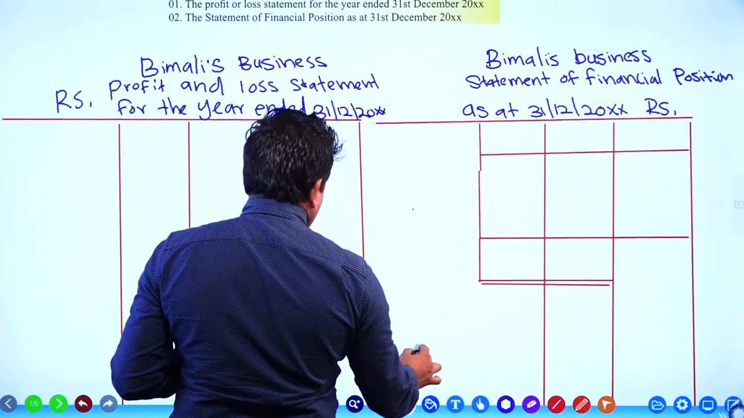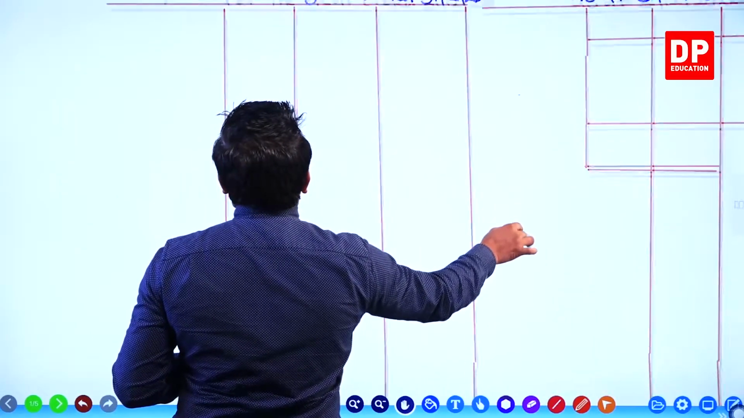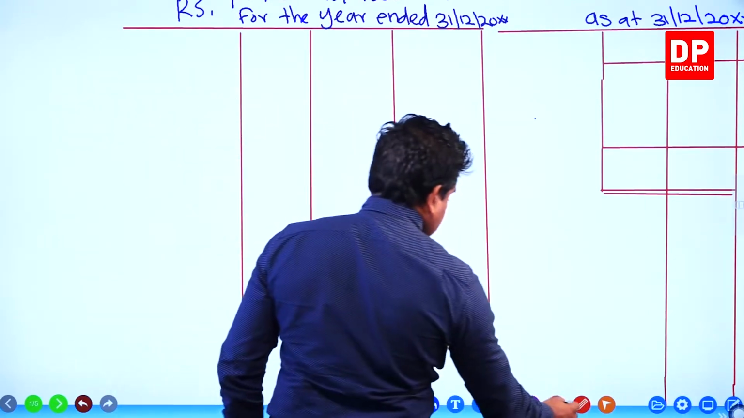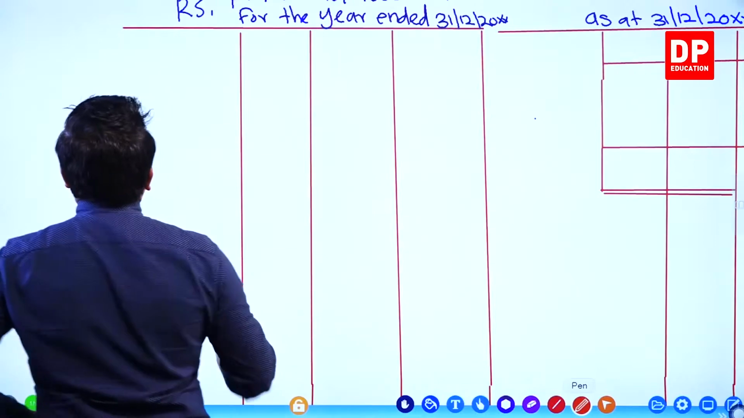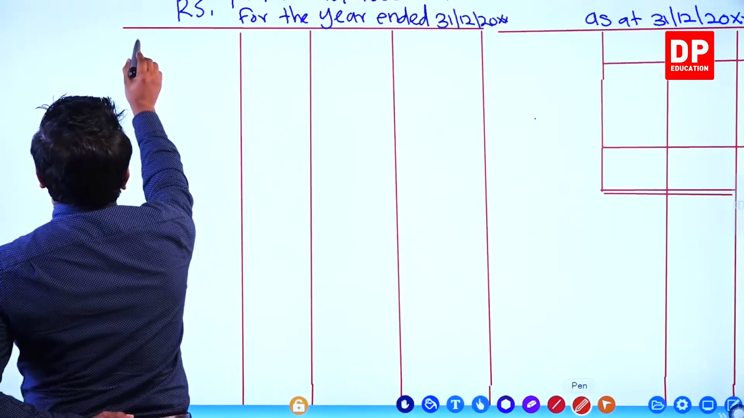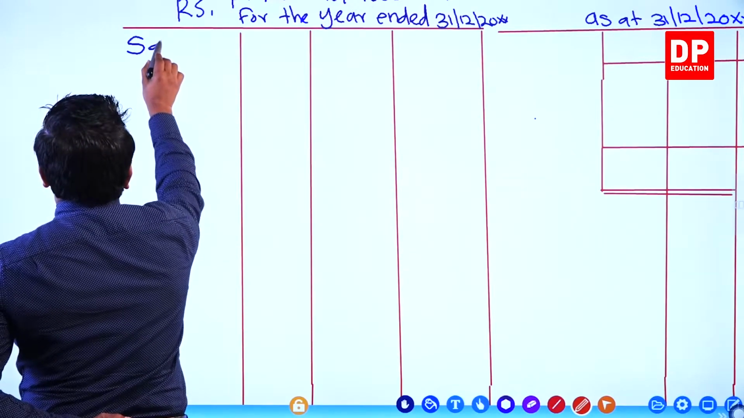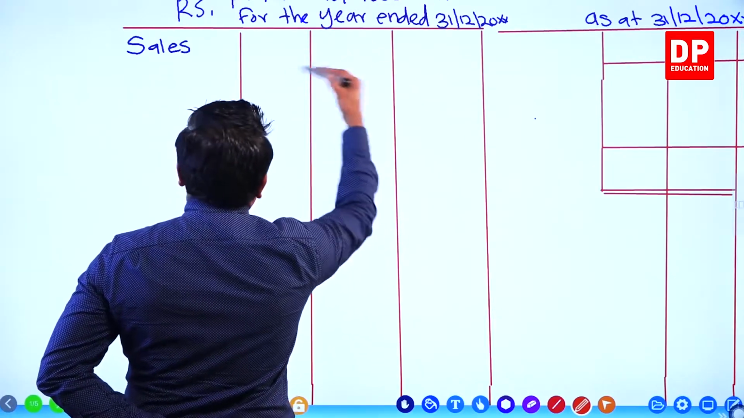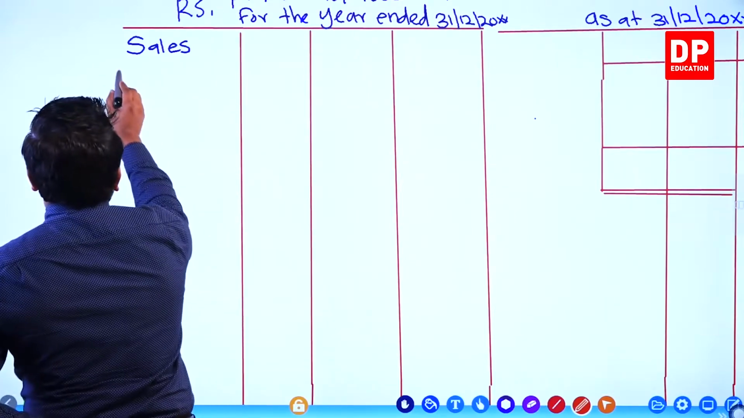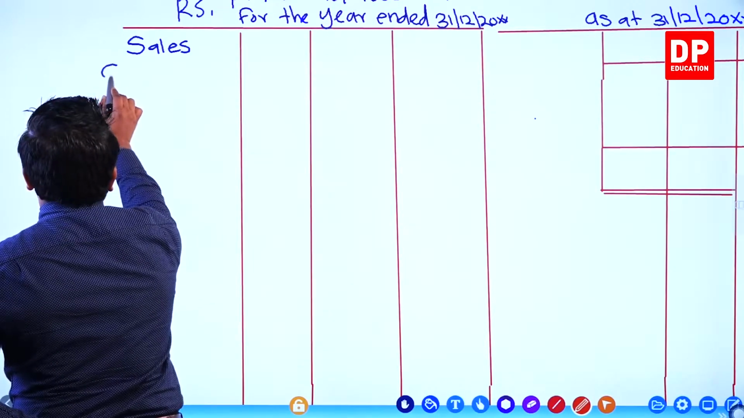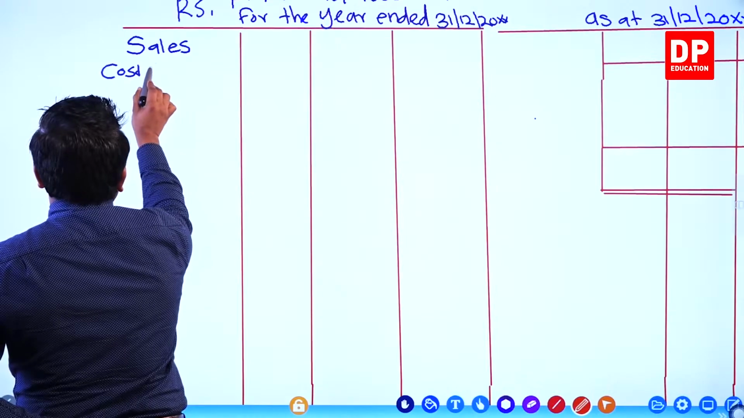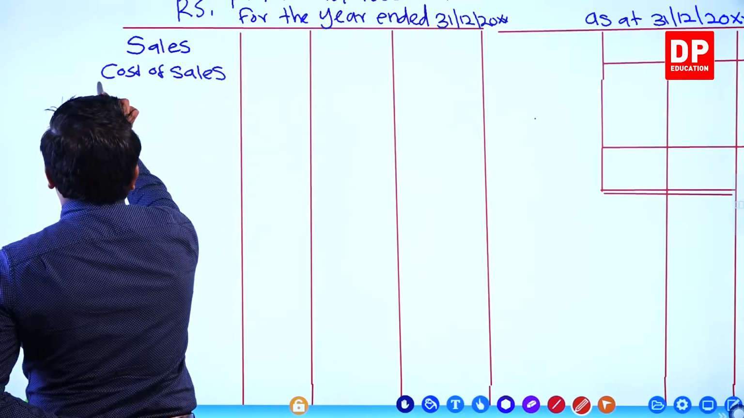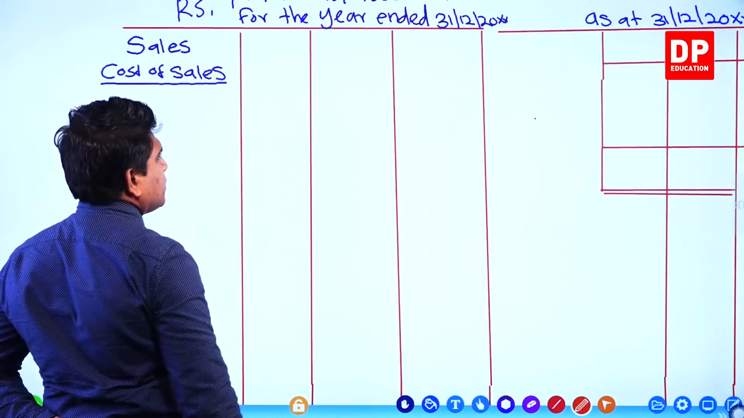Okay. Now we go first where? Profit and loss statement. You enter main details, right? On the top what we write? Sales. You must remember sales. Sales, you don't put value, just we arrange the space, right? After that we write cost of sales. Underline cost of sales, right?